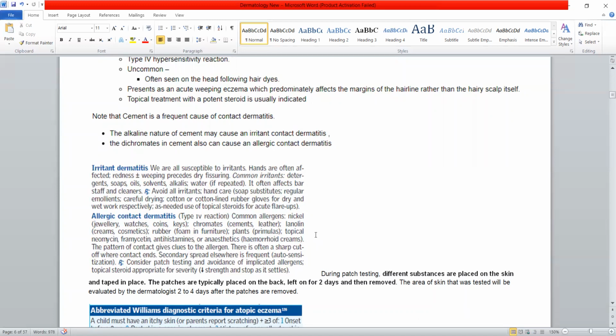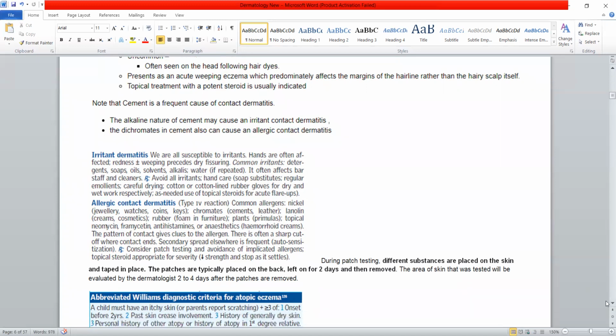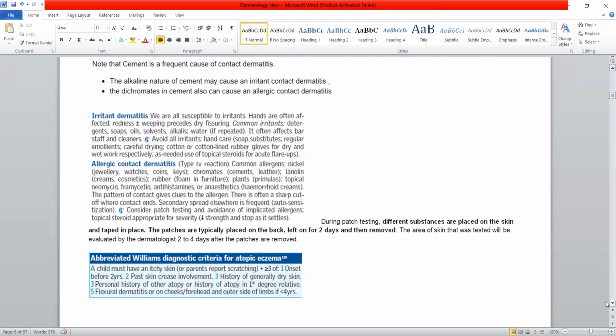The treatment of contact dermatitis is topical steroids. First of all, you need to avoid the implicated allergens, and then topical steroids may also be used. And to identify the allergens that have led to allergic contact dermatitis, we can do patch testing to identify the chemicals that a person is allergic to.